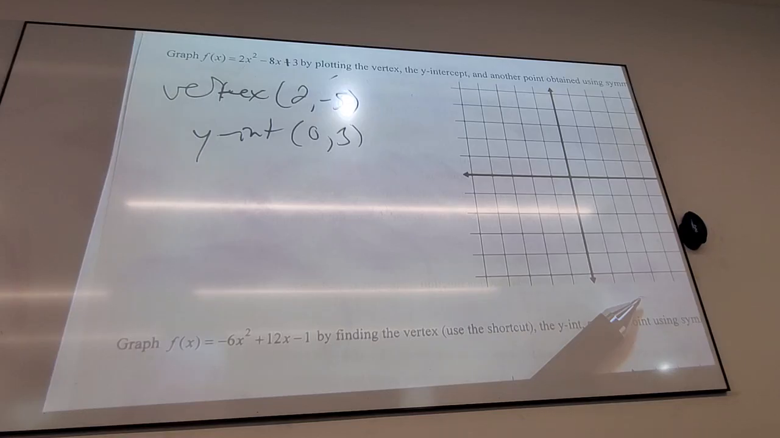How do you check? If you input a 4, because every point on this graph makes this equation work. So if you plug a 4 into this equation, you better get a 3. That's the point you found just by doing this. So if it works in the equation, it's really likely you did it right.